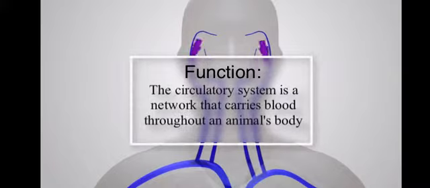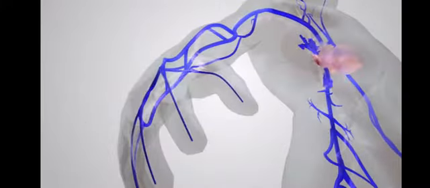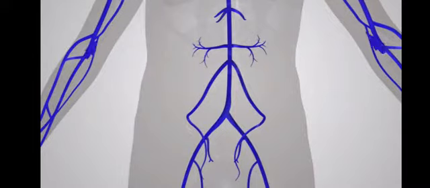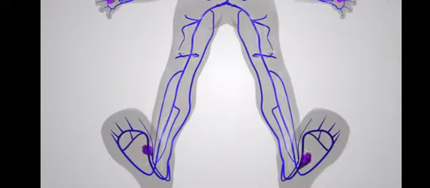The circulatory system is a network that carries blood throughout an animal's body. Described as an internal transport system or a distribution system, the circulatory system maintains a constant flow of blood throughout the body, carrying nutrients and oxygen to the body's tissues, and taking away its waste products. It also helps regulate the body's temperature, carrying substances like antibodies and white cells that protect the body from disease.